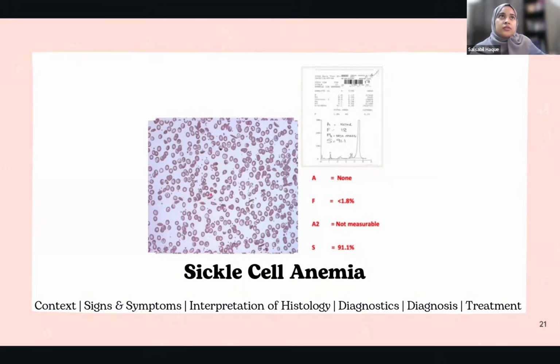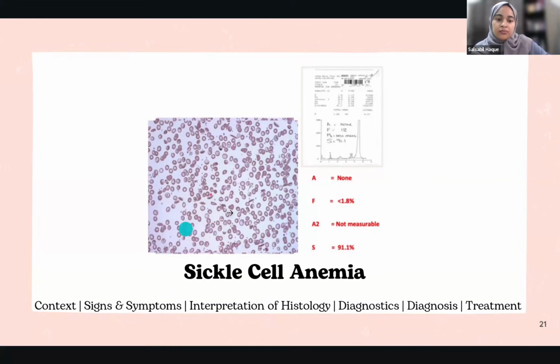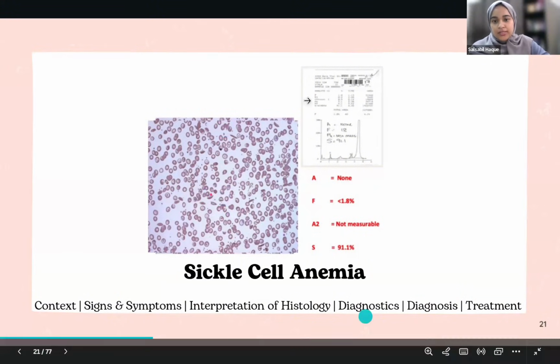We once saw a patient in the ER. They could not speak, they could not move, they were in so much pain. So this is a very important condition to know about, especially in our regions where consanguinity is high. Those are the signs and symptoms. Interpretation of histology: there are sickle-shaped cells, and there are going to be target cells as well. Diagnostics, again, hemoglobin electrophoresis, premarital screening, etc.